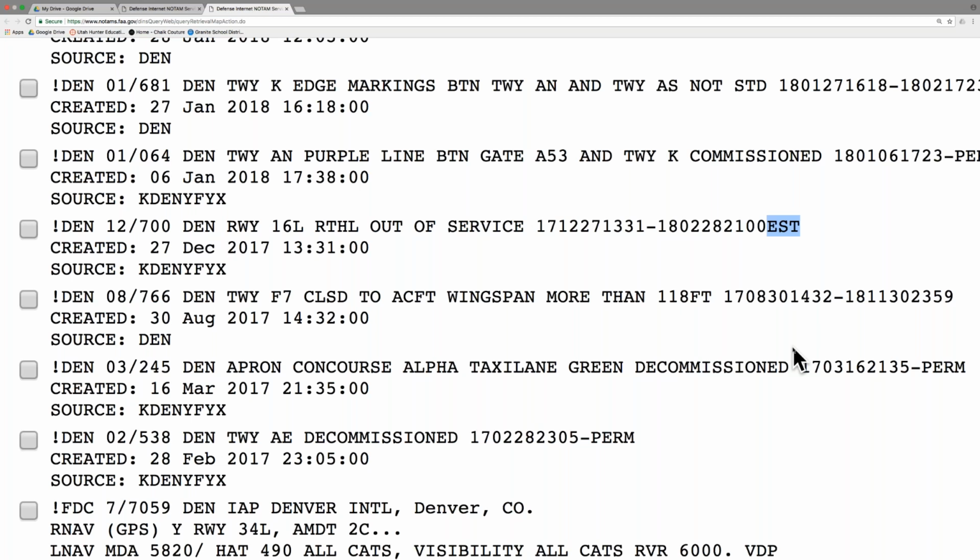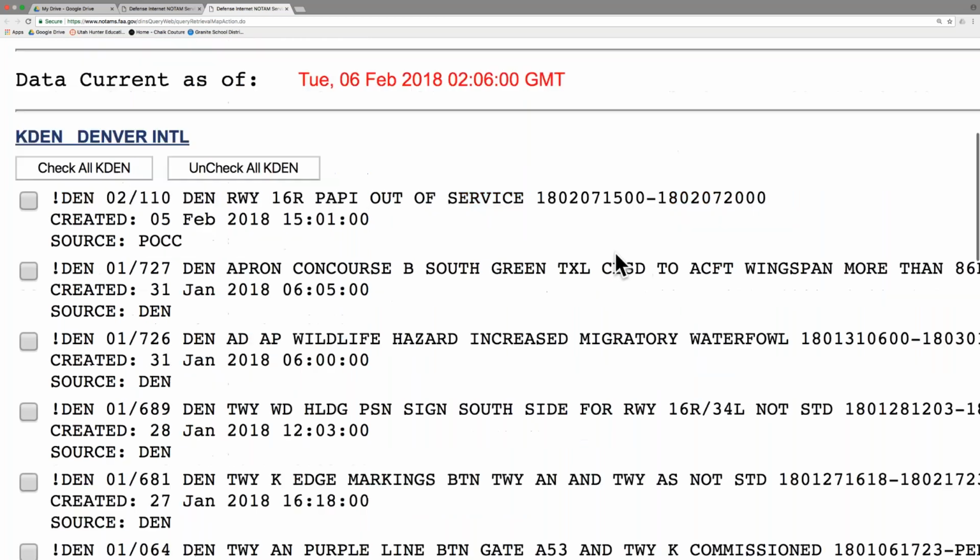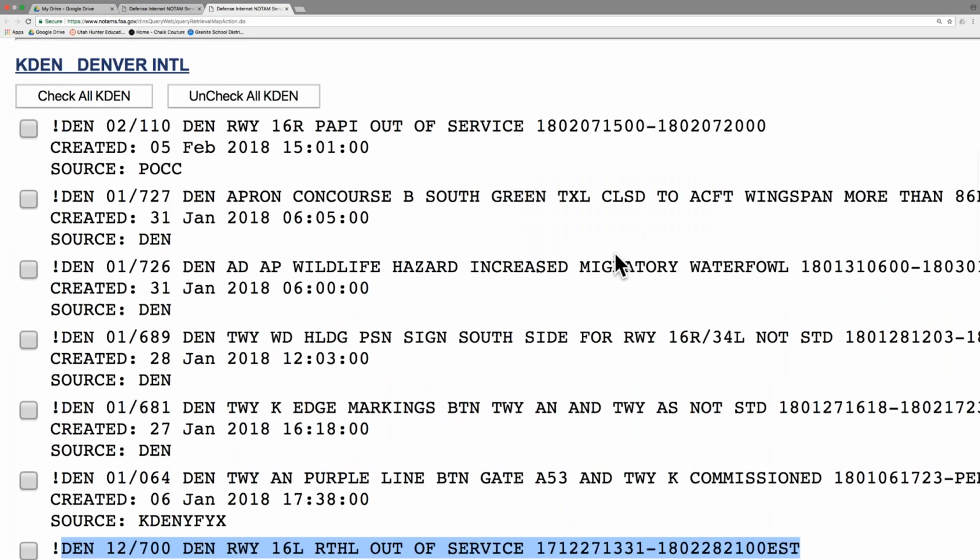So pretty good job. If you were to read this to a pilot, basically you just say Denver runway 16 left, runway threshold lights out of service, and that's going to be effective till February 28th, 2018 at 2100 Zulu. So that's how you'd read it.